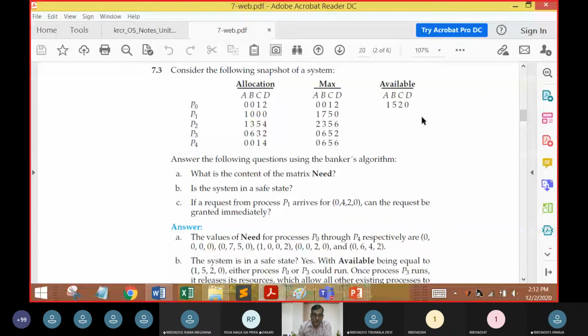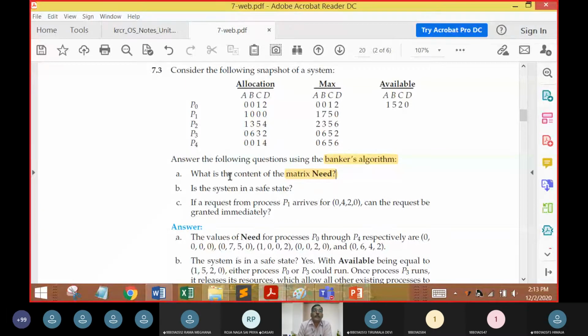Then what the question was asking is that you have to solve it using the Banker's algorithm. After that, what you have to do? You have to compute the need matrix. So how to compute it? Now let us work on the first part, question A, that is what is the content of the matrix need.